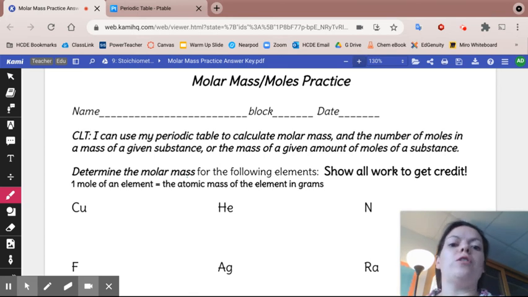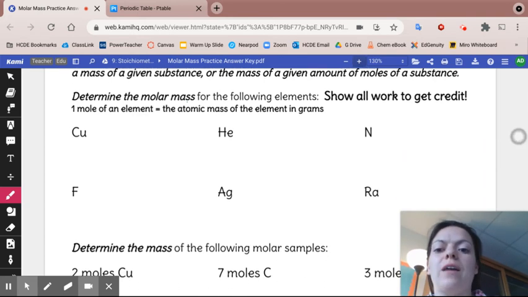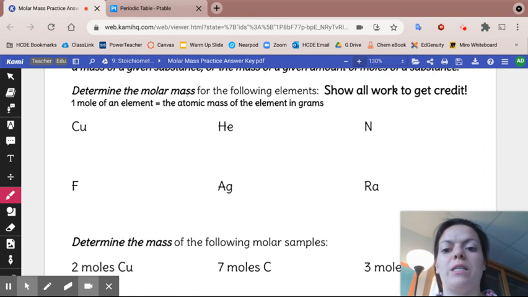Okay. The first section is actually pretty easy. So we're looking at the molar mass for the following elements. The molar mass is a really fancy name for AMU. Remember, a long time way back, we talked about AMU, or the atomic mass units. If we're looking at our periodic table, that is the atomic mass, okay?